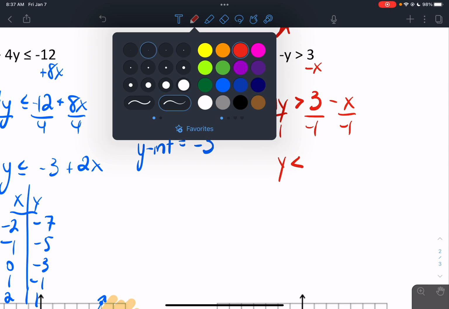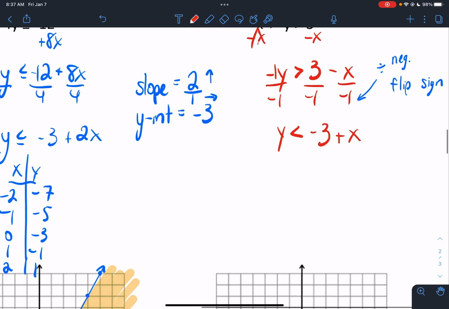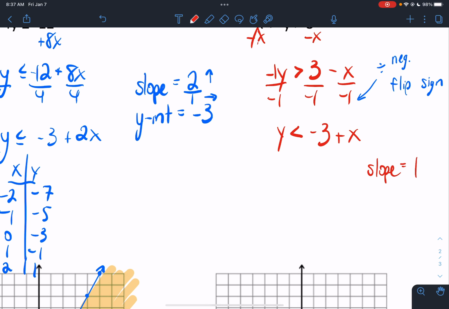So divide by a negative, I need to flip my sign. And so that gives me, I flip my sign from a greater than sign to a less than sign. I get negative 3 plus x. So my slope is 1, and my y-intercept is negative 3.